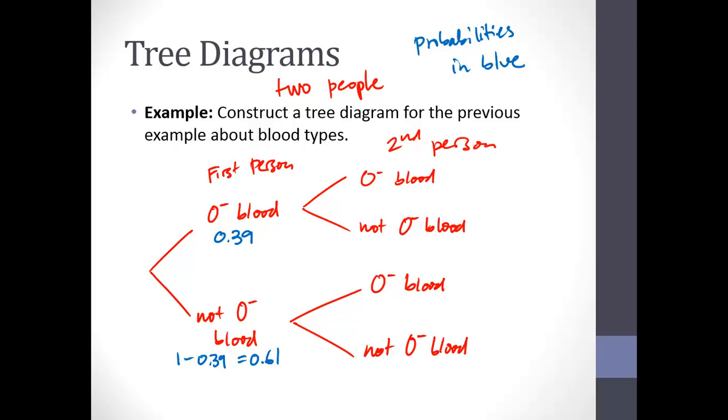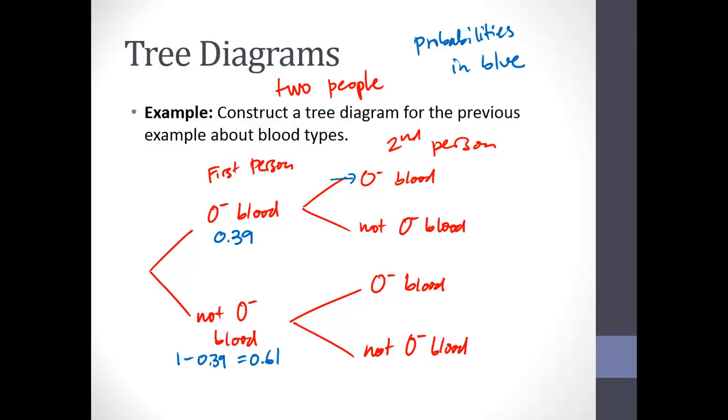And then what goes on the second line of this thing is the probability that the first thing occurred and the second thing occurred. So again, the individual probability that the second person has O negative blood is 0.39, same as the first person. But what is the probability of getting up to this one? So that means that the first person had O negative blood and the second person had O negative blood. And that's what we did in the example last time, right?